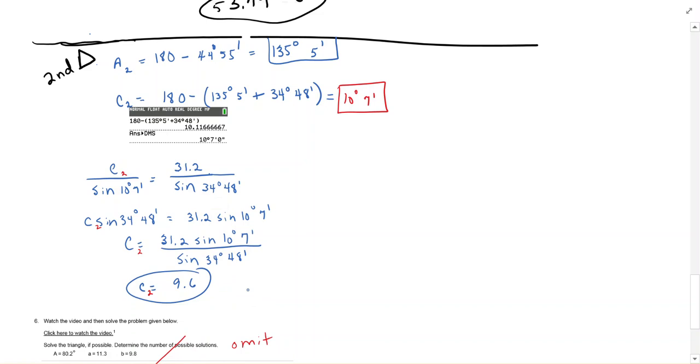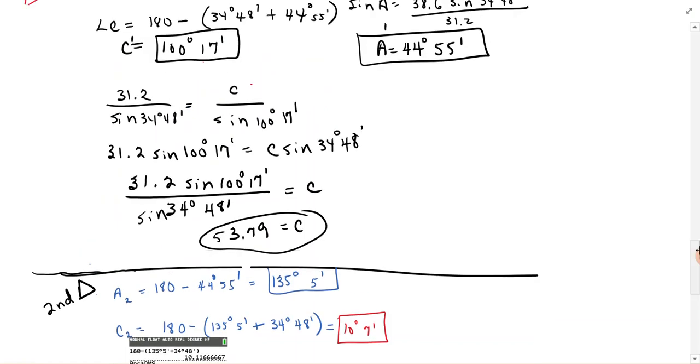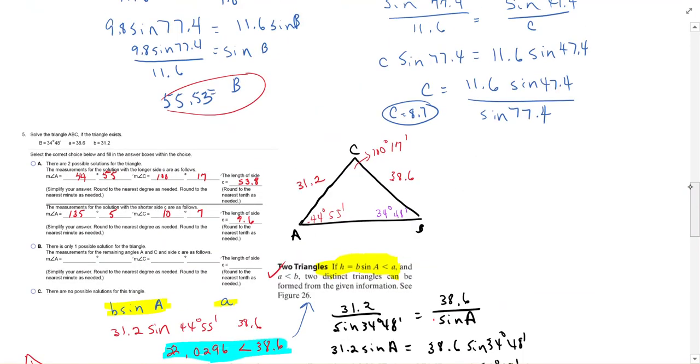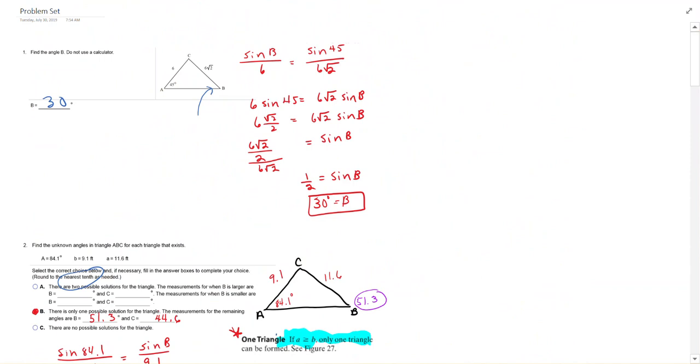Originally there were 6 of these and I omitted number 6, so you just have 5 questions in this. So I think you have a little bit of everything: 1 triangle, no triangle, 2 triangles. So that should get you a little practice in that.